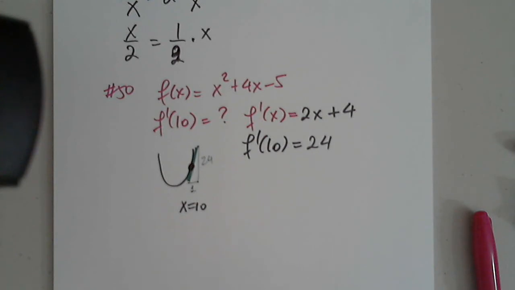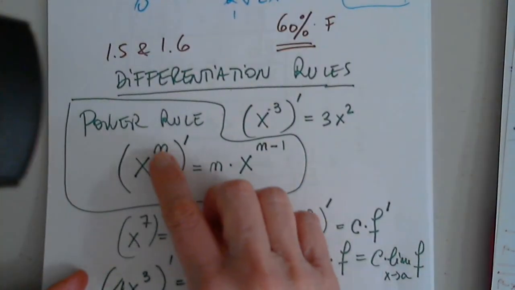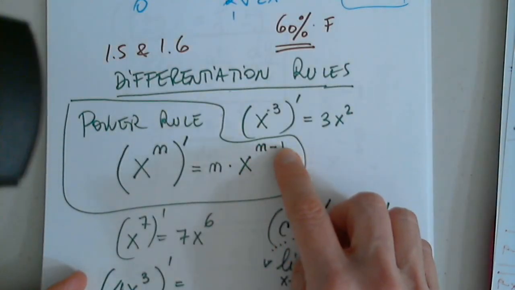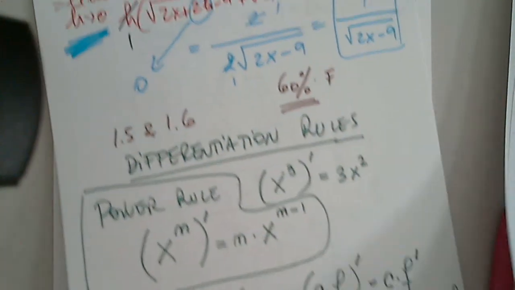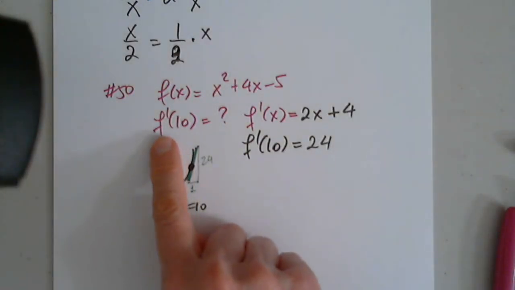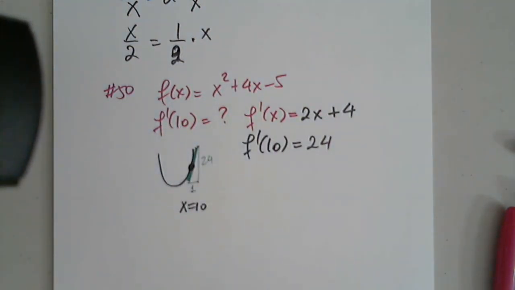Any questions? Could you please explain how you got 2x plus 4 again? So we have the formula. X squared is 2 times x to the 2 minus 1. Okay, so is that how you find the derivative? I have to, because we are asked to find f prime of 10. I don't have the derivative. I have to find it first. Okay, just making sure. Good.